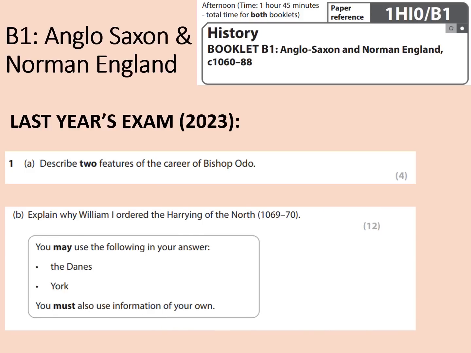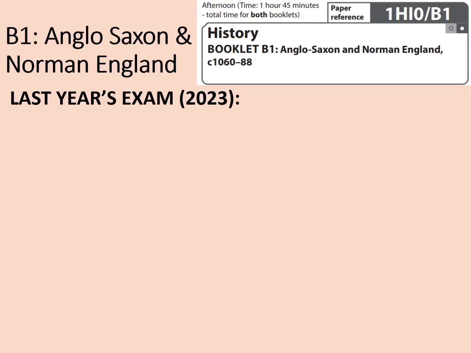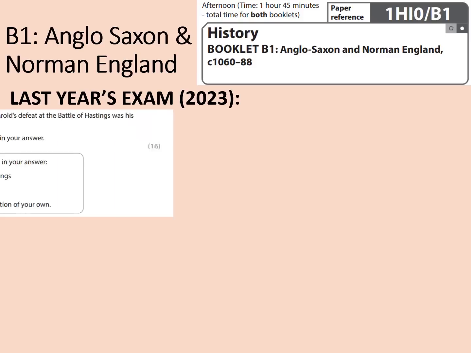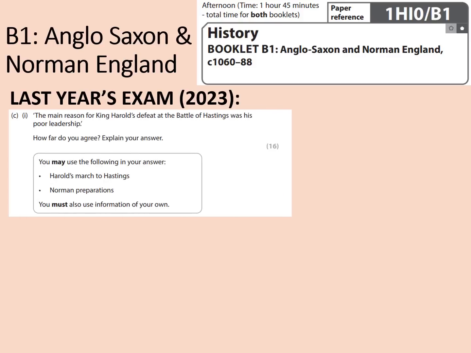The explain question for 12 marks was explain why William I ordered the harrying of the North 1069 to 70. The stimulus points you were given were the Danes and York. The 16-mark answers were as follows. The main reason for King Harold's defeat at the Battle of Hastings was his poor leadership. How far do you agree? The stimulus points were Harold's march to Hastings and Norman preparations.